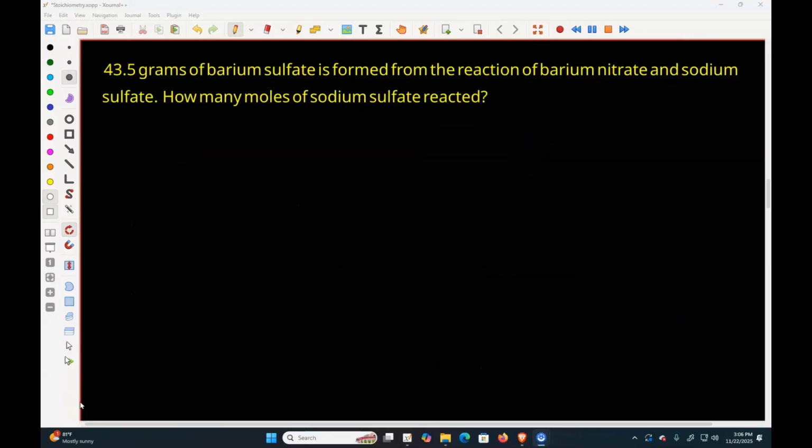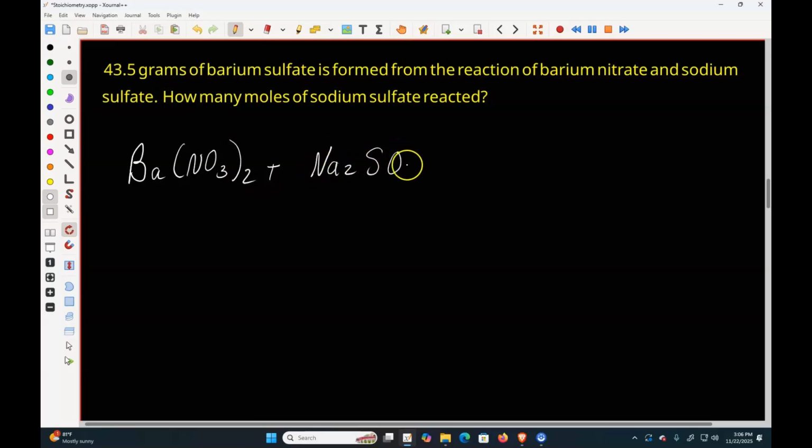We have 43.5 grams of barium sulfate formed from a reaction of barium nitrate and sodium sulfate. So how many moles of sodium sulfate reacted? All right, so that'll be barium nitrate plus sodium sulfate reacts to form barium sulfate plus sodium nitrate. So I put a 2 there to balance it.